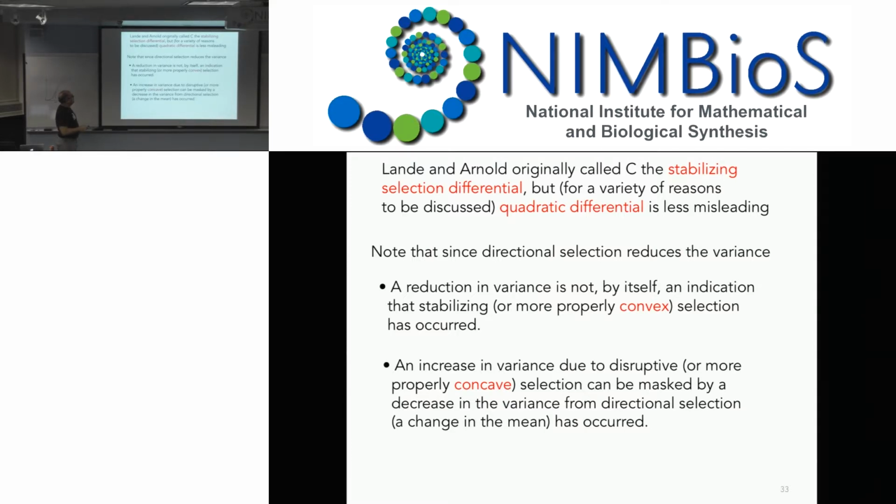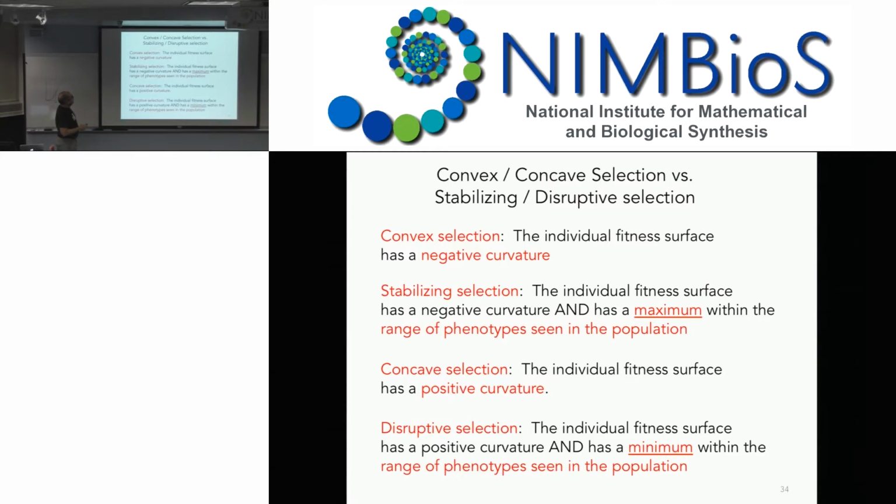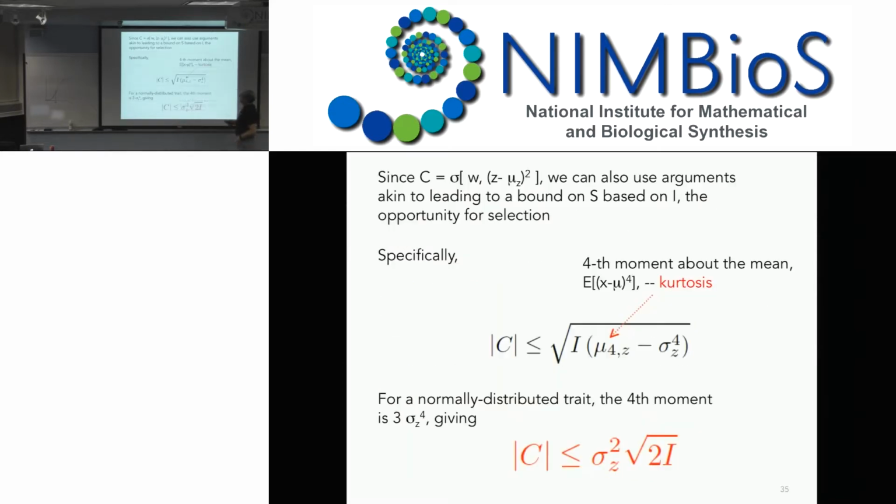So a reduction in variance by itself is not an indication that convex selection is occurring, and an increase in variance, so people use the terms concave and convex to describe that. Convex selection means I've got a negative curvature, stabilizing selection means I've got a negative curvature, and the maximum is within the range of phenotypes seen in the population. Concave selection means I've got a positive curvature. Disruptive selection is positive curvature, and the minimum is in the range of phenotypes seen. So people often talked about this as a stabilizing selection differential. It makes more sense to talk about it as quadratic and ask if it's a positive term, it's concave, a negative term, it's convex. With these special cases occurring only if you have negative curvature and the maximum occurs in the range seen, or positive curvature and the minimum occurs in the range seen. So that's how we describe the curvature of these surfaces.